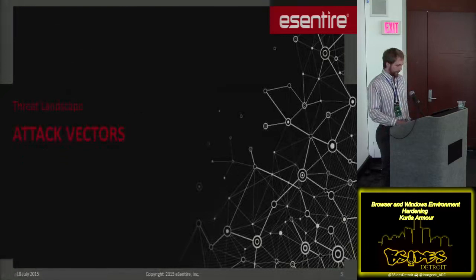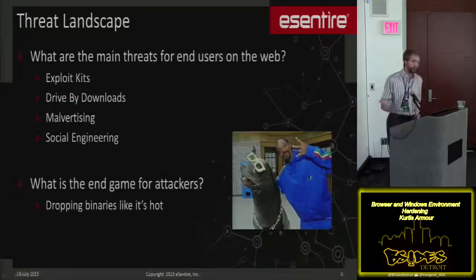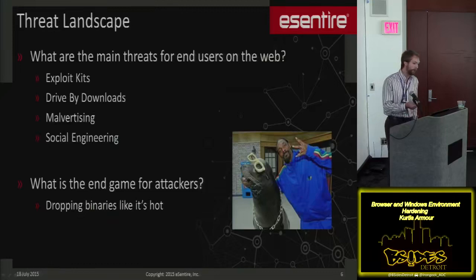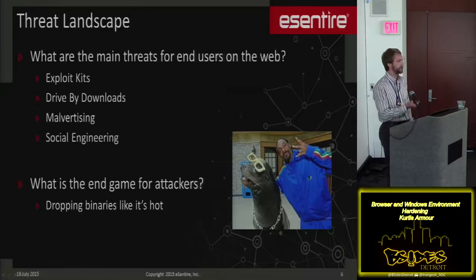So let's talk about attack vectors. What are the main threats for end users on the web right now? We're talking about exploit kits, drive-by downloads, malvertising, and social engineering. In a lot of cases, once they get onto your system, they want to drop something for persistence. And in the current threat landscape, it's binaries, applications. In some of the research that we've seen, we've actually seen memory injection used, but I don't go into that in my talk. It's specifically about what we see now and what the most common attacks are.